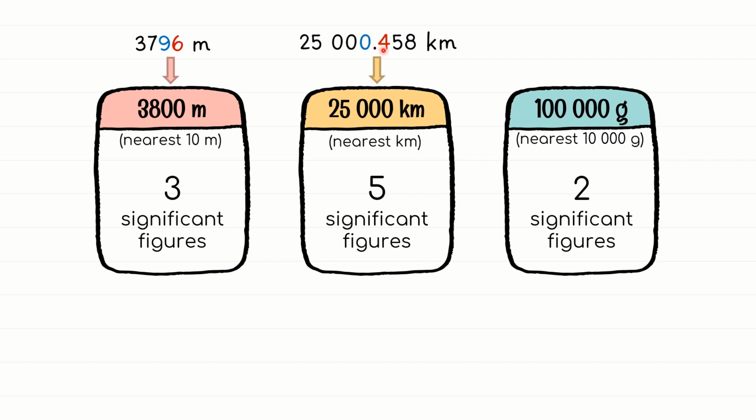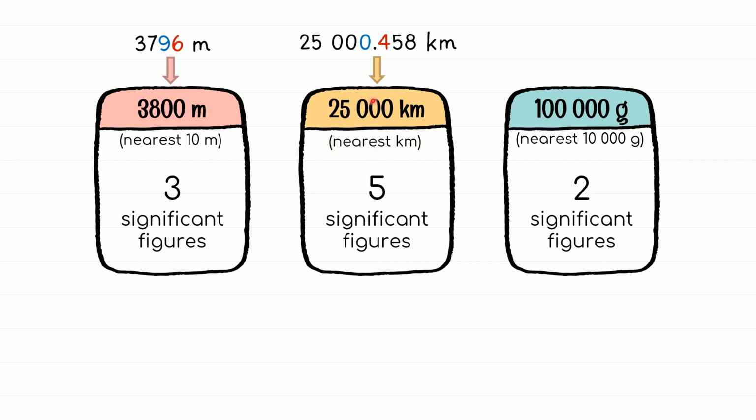I do not need to replace 458 with any zeros at all, because they do not hold any significance, they do not hold any importance in maintaining place value of the number. Okay, so I can just remove the 458 since they are no longer important, and give my answer as 25,000 kilometers when rounded off to nearest kilometer.